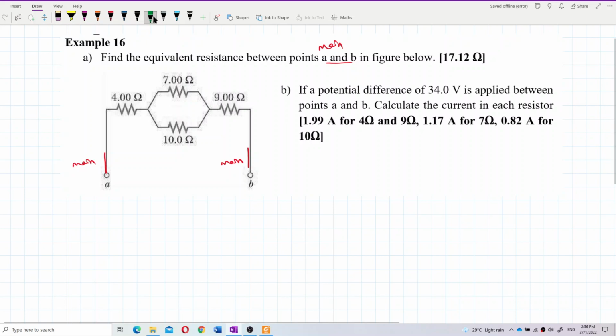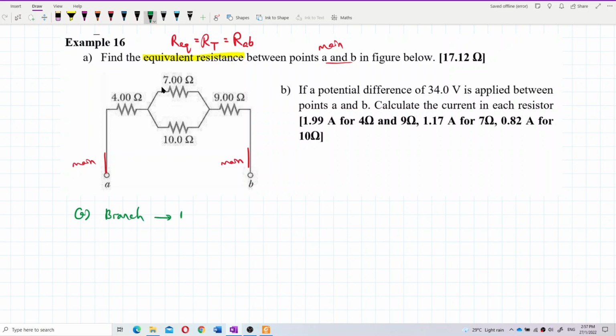Always start with question A. He asked us to find the equivalent resistance. Equivalent resistance means the total resistance, or the resistance between A and B. We always start with the branch, then only go to the main circuit. So our branch is the 7 ohm and 10 ohm. We should solve this first before we can solve the main circuit.